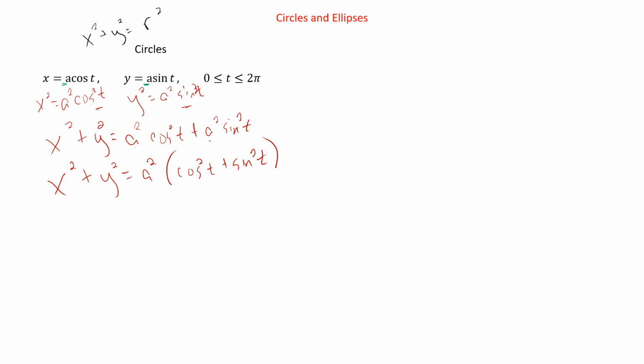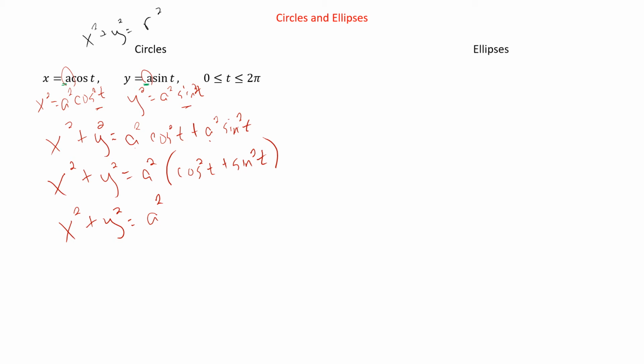Cosine squared t plus sine squared t. Man, that sounds a lot like something that we drilled for quite a while in pre-calculus. Oh, that's right. That's that Pythagorean identity. What does cosine squared plus sine squared equal? It equals 1. Thus, x squared plus y squared equals a squared. So this a would be the radius of the circle, would be r. So in a circle, this number in front of both of those gives you the radius. Knowing that, we could graph it without having to plot points, if we see that.